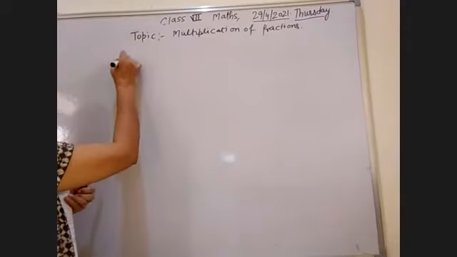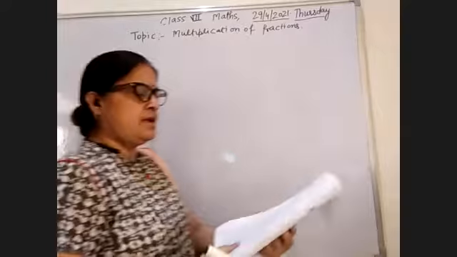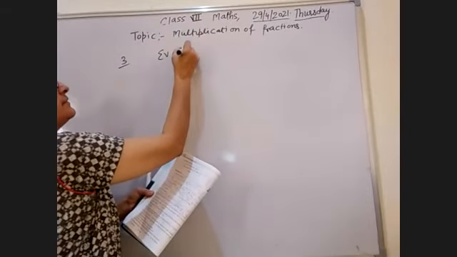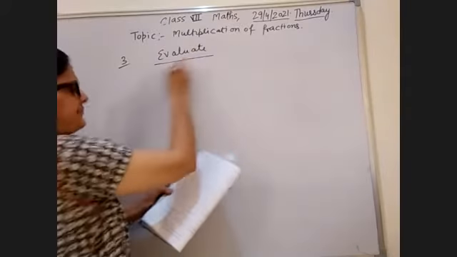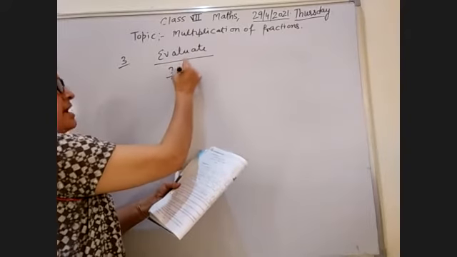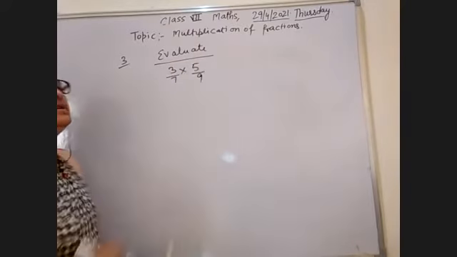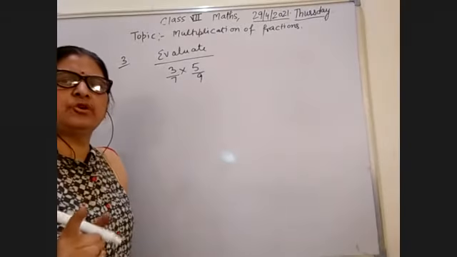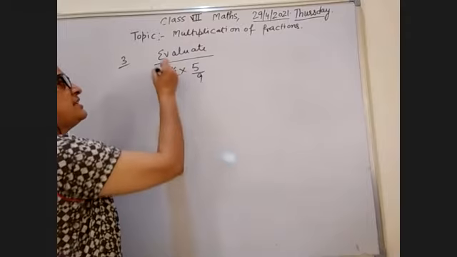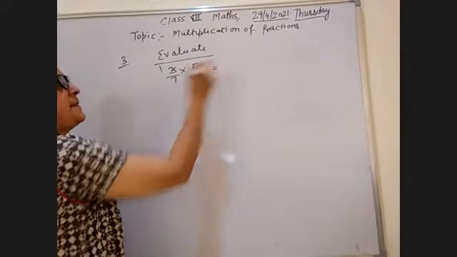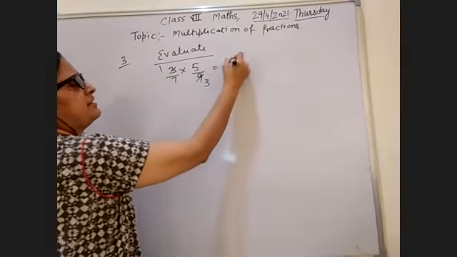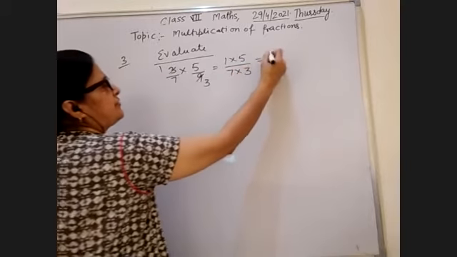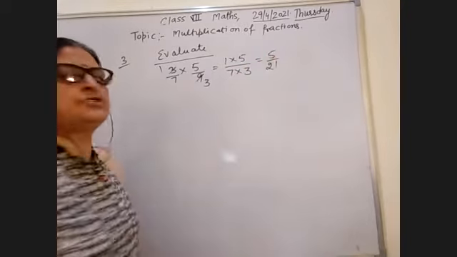Your third question is: evaluate the following when the two fractions are multiplied. Now, which number is cancelled? 9 and 3, these both have the common factor 3. So 3 ones are 3, 3 threes are 9. Now 5 multiplied by 1 and 7 is multiplied by 3. So 5 ones are 5 and 3 sevens are 21.